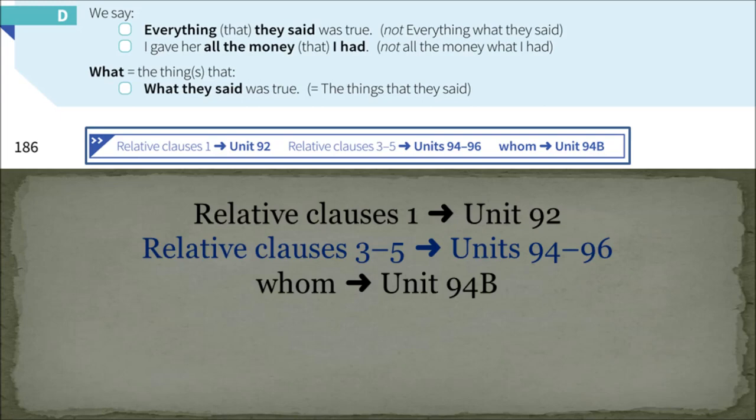Relative clauses 1, Unit 92. Relative clauses 3 to 5, Units 94 to 96. Whom, Unit 94B.